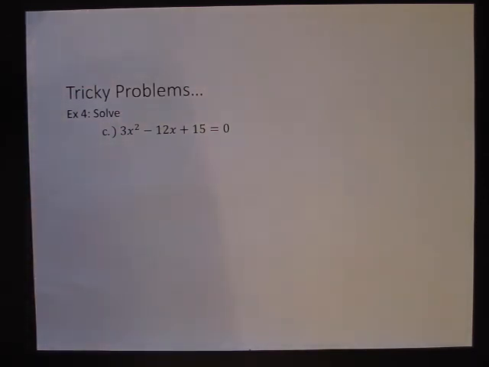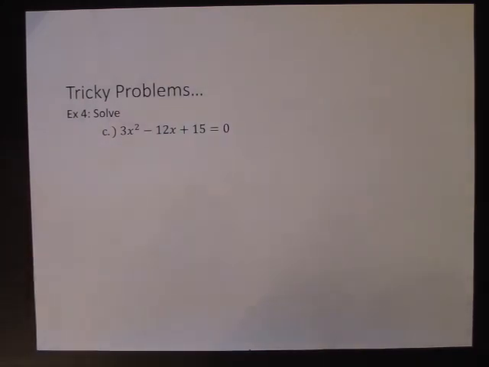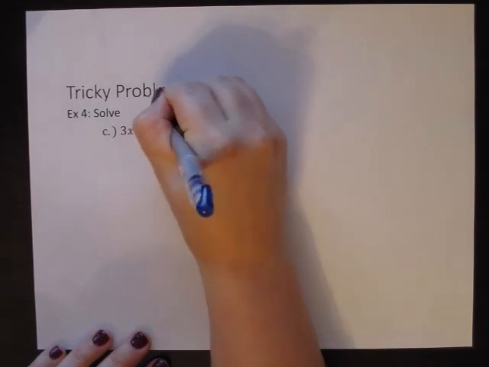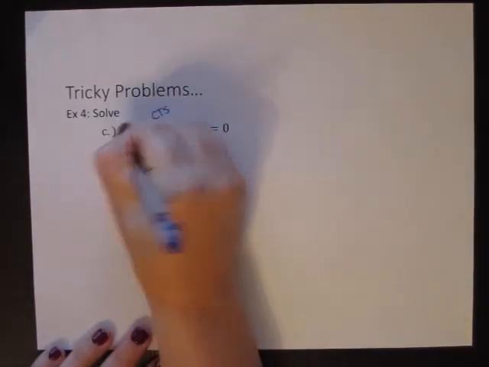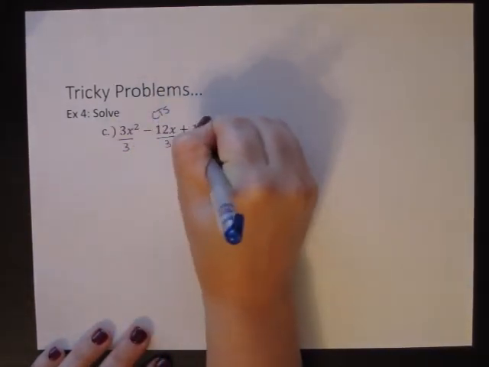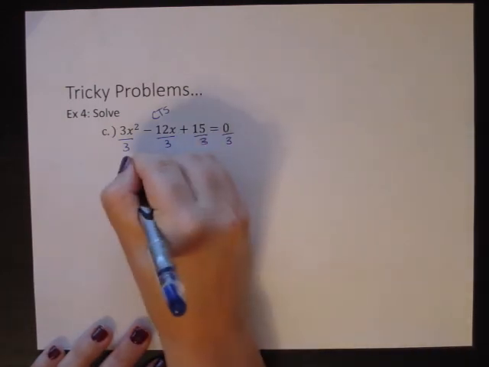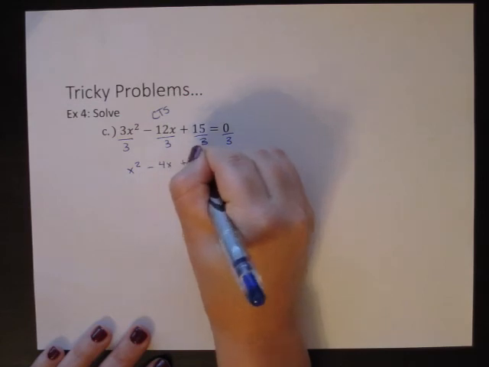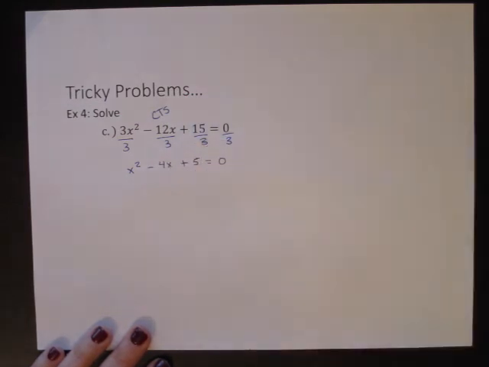Okay, so I have 3x squared minus 12x plus 15 equals 0. First thing I see is I see 3 terms. My b is even, and my a does not equal 1. So because my a doesn't equal 1, I have to divide everything by 3 in order for me to complete the square. So I have x squared minus 4x plus 5 equals 0.